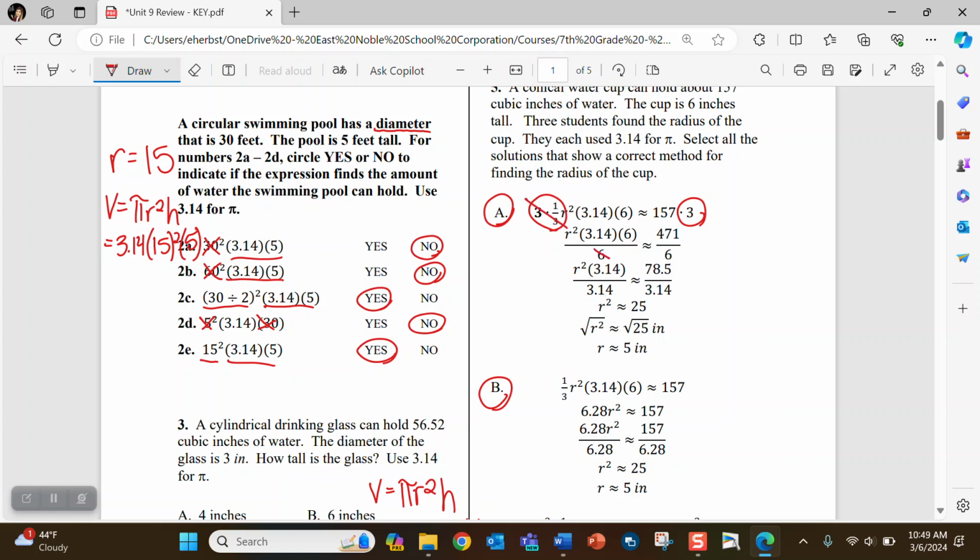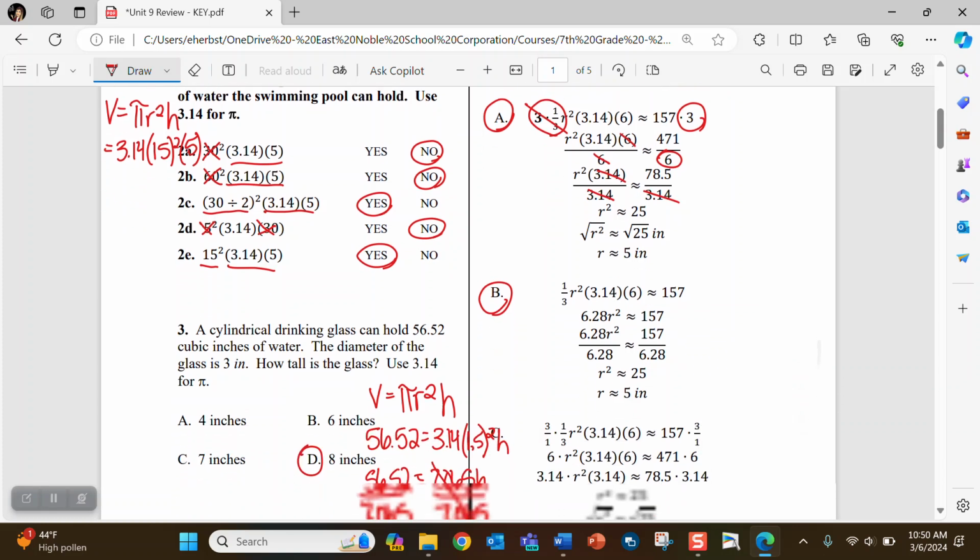Then they divide by 6 to cancel out the 6. So they do that on both sides. Then they divide both sides by pi, which cancels out pi. And we end up with r squared is approximately 25. We square root both sides and we get 5. Little more steps in that example, but it still works. You're certainly welcome to just divide everything that you're multiplying by on the left.